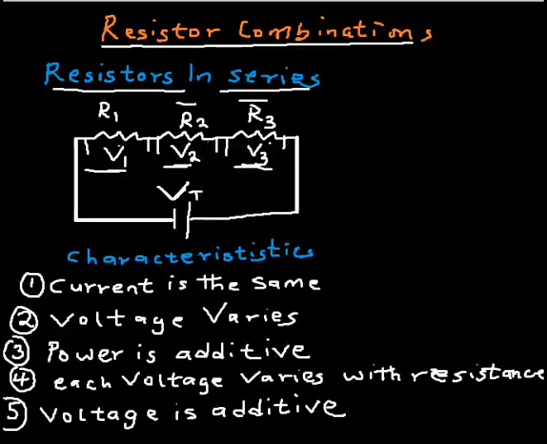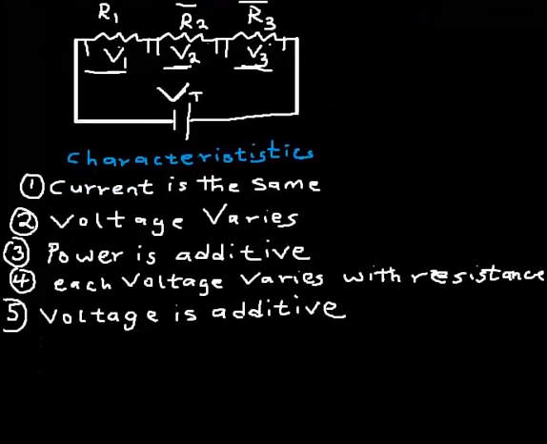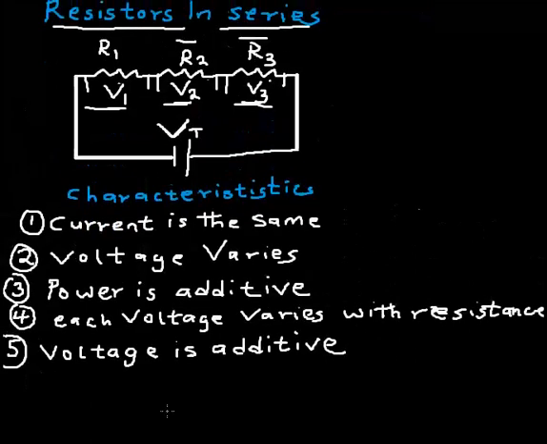Now we're going to get the formula for the equivalent resistance, or the total resistance, when resistors are connected in series. How do you combine the resistances to get the total or the equivalent resistance? And that's exactly what I want to derive now.